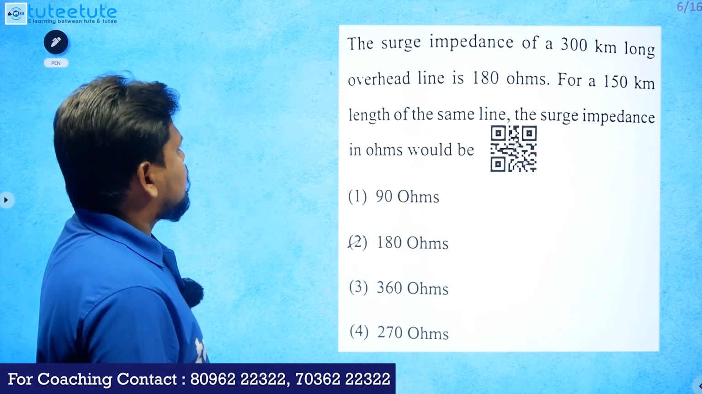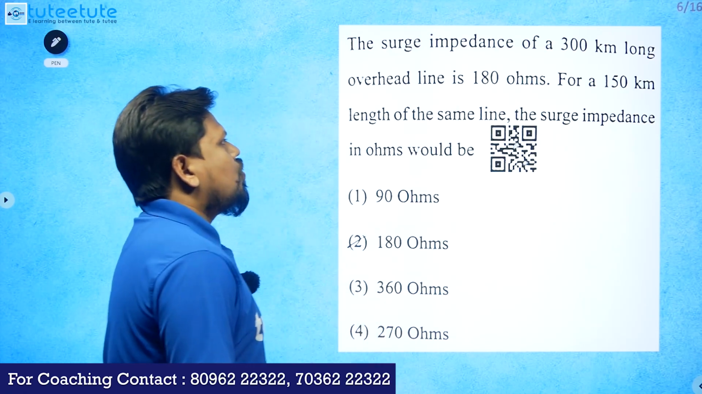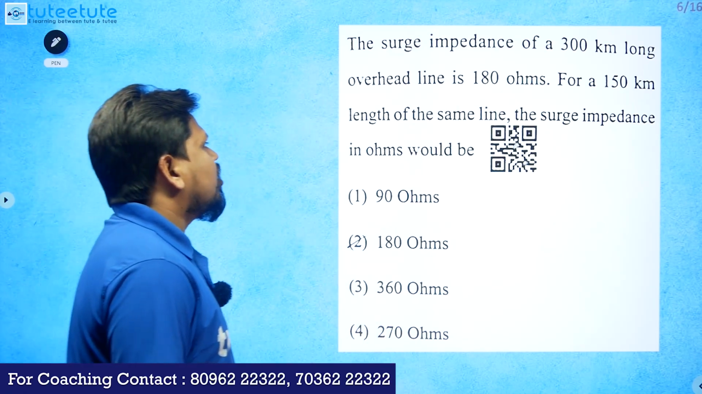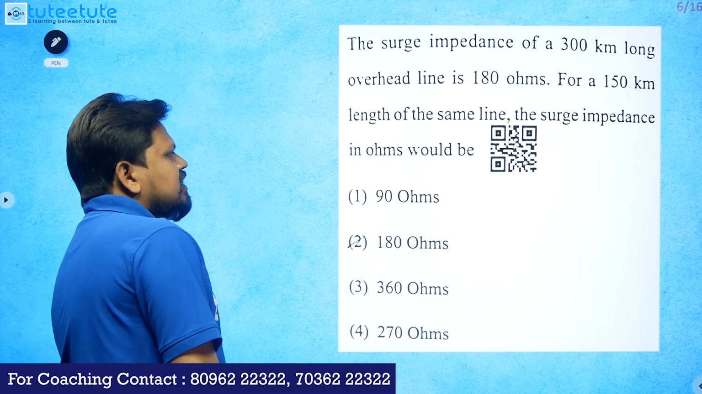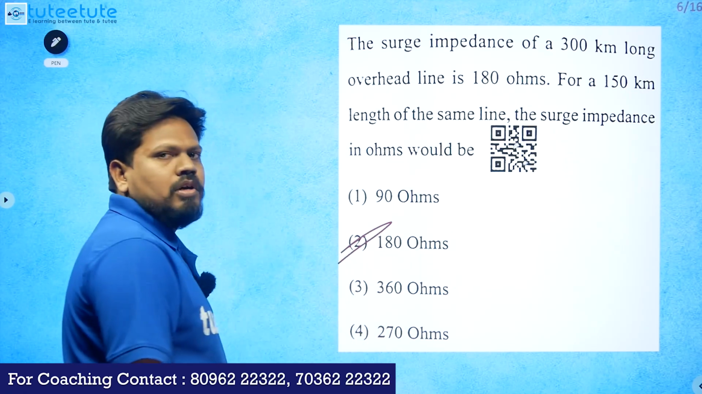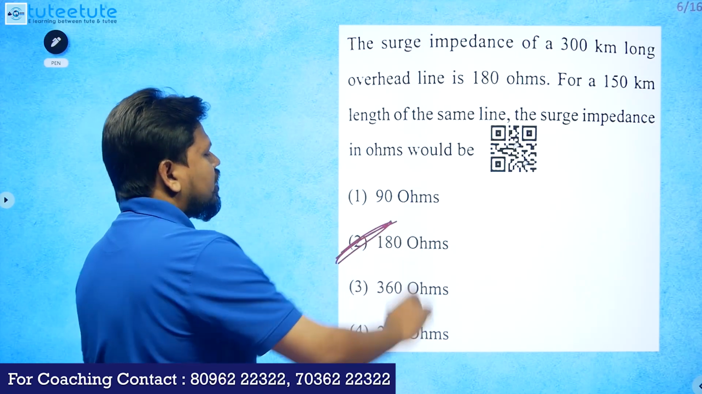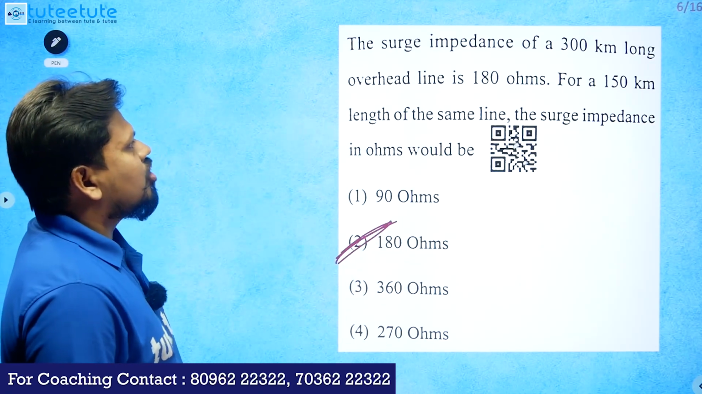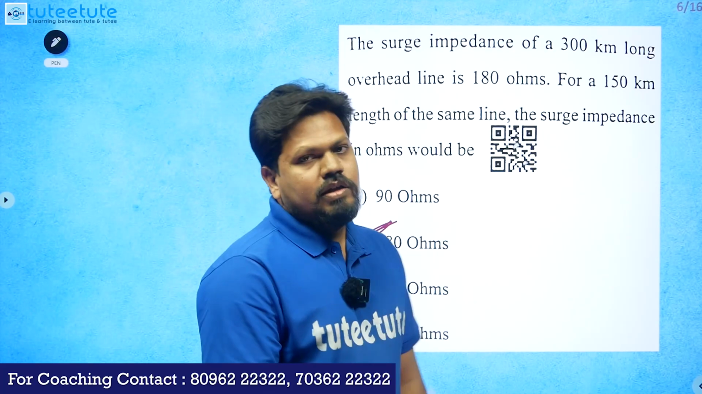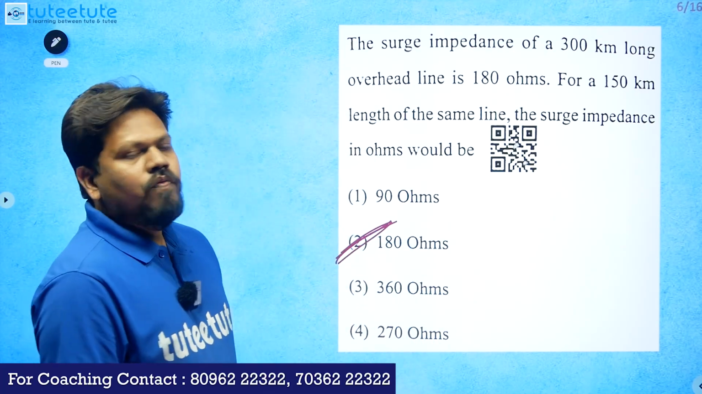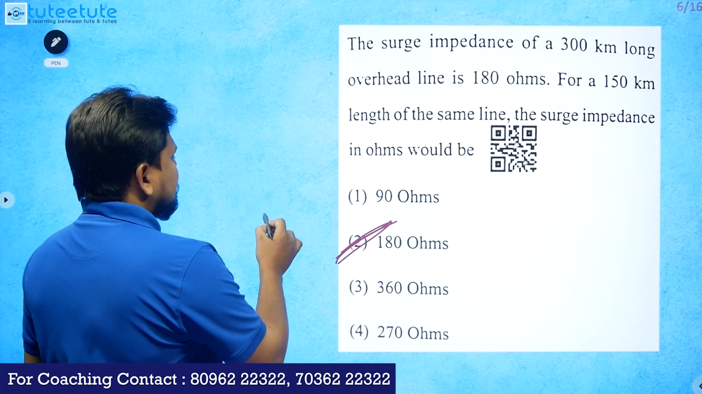Next, the surge impedance of a 300 km long overhead line is 180 ohms. For a 150 km length of the same line, the surge impedance in ohms is? Surge impedance will not be changing. Whatever be the transmission line length, the surge impedance will never change. It will be 180 for 300 kilometers, 180 for 150 kilometers, 180 for any other length also. That is nothing but the characteristic impedance.